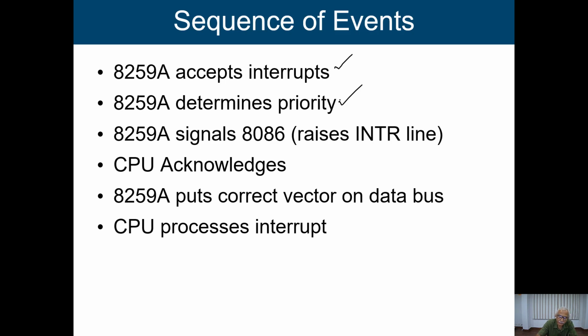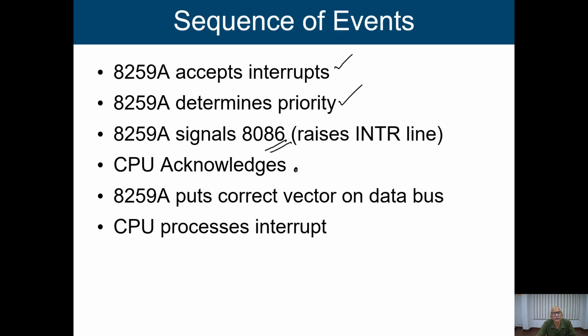Now what will happen after identifying the priorities and other things? Now the 8259 signals to the 8086. That means it is going to raise this particular interrupt line. So the processor is having an interrupt line, and this particular device controller is going to raise this interrupt line. So when the interrupt signal is received by the processor, then what will happen? After completion of the current instruction, it will send the acknowledgement signal.